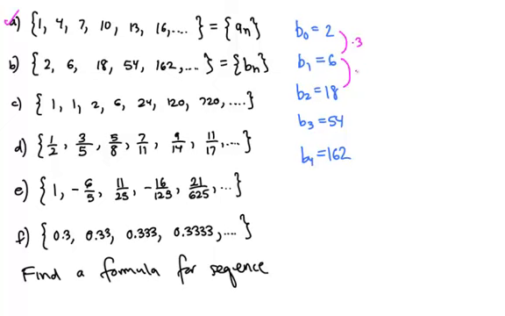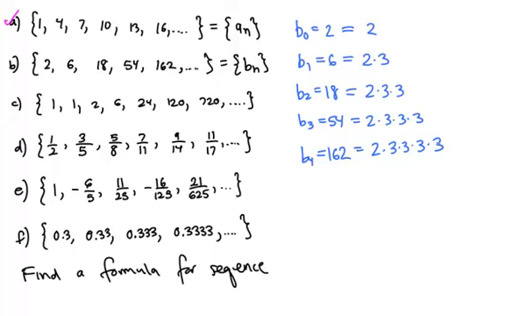2 times 3 is 6. 6 times 3 is 18. 18 times 3 is 54, and 54 times 3 is 162. So I'm multiplying by a 3 each time. So can we come up with a formula for this like we did the last one? Well, let me get myself some scratch room here. We started off with 2. The next term was 2 times 3, and then each new term was the previous term multiplied by another 3. So for example, that 54 was 2 times 3 times 3 times 3, and the 162 was 2 times 3 times 3 times 3 times another 3.